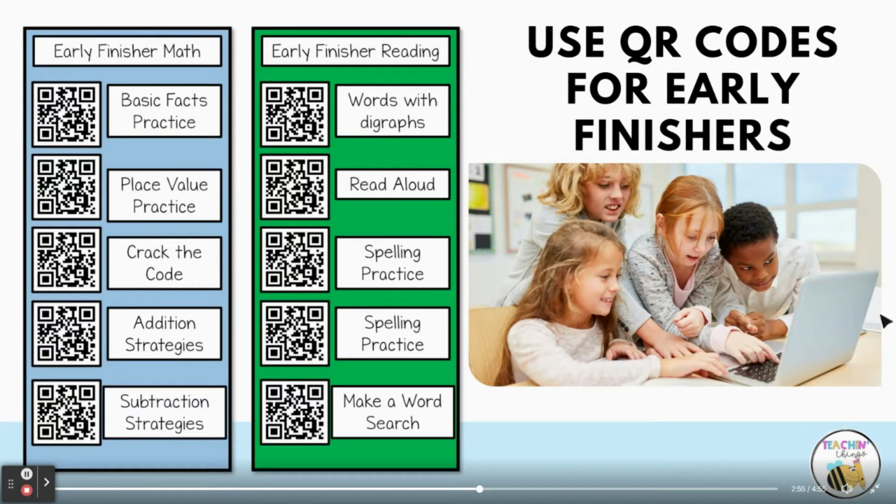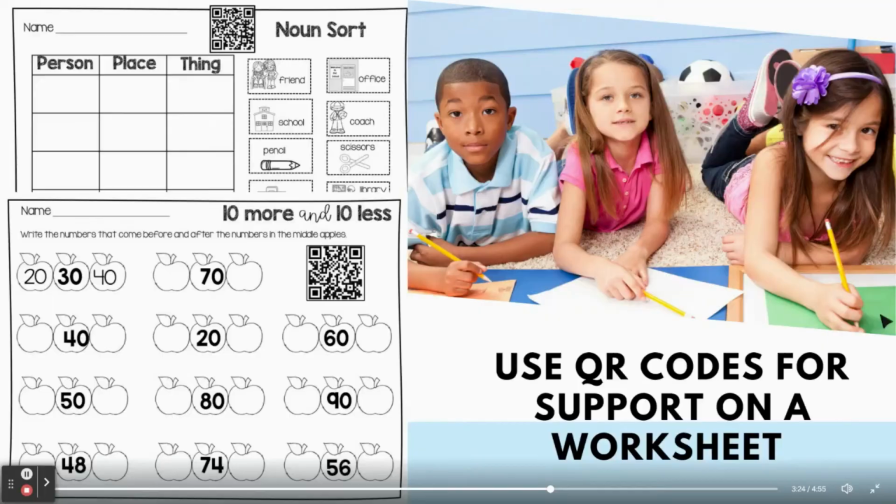QR codes are great for early finishers. Have an area in the classroom and have cards on a ring that link to tons of different activities that you want your students to work on. It can be spiral review, extension activities, challenging activities, anything you want your students to work on. And you can keep adding and adding to the ring so that by the end of the year, you have a ton of things that your students can do if they're finished early.